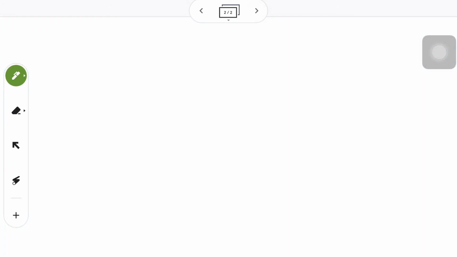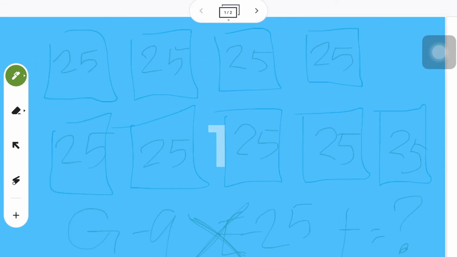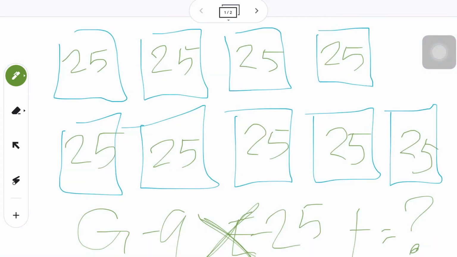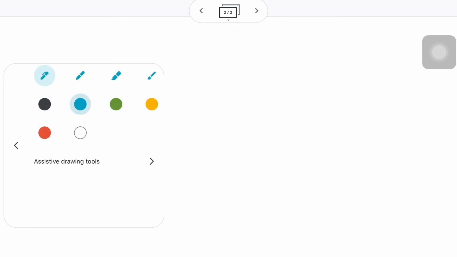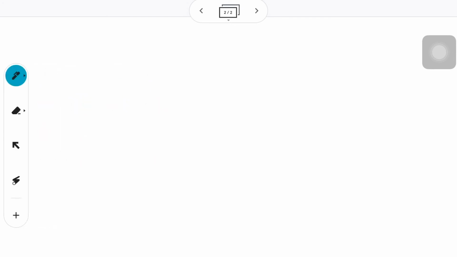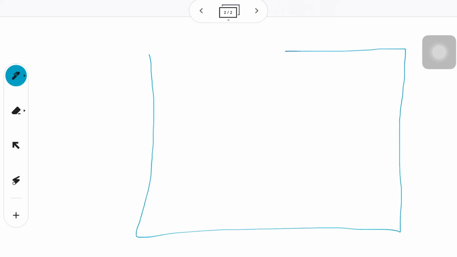So how can I do that? Because I'm not very good at skip counting by 25s, right? Take a look at that. I can't skip count by 25s too well. So I'm going to go over here and I'm going to think about another model we've used in class. I'm going to draw it. I want you to see if you can guess what I'm doing. What am I doing?